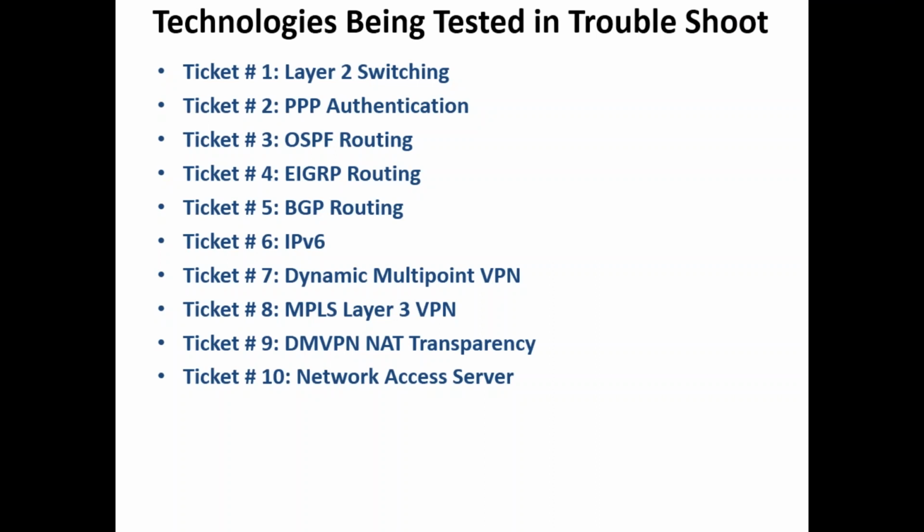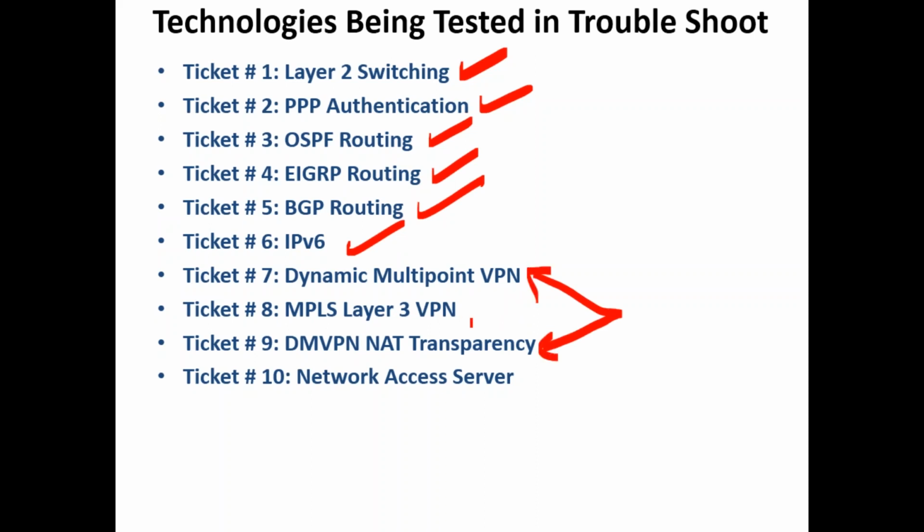well, ticket number 1 is related to layer 2 switching. Ticket 2 is related to PPP authentication. Ticket 3 is related to OSPF routing, EIGRP routing, BGP, IPv6, and then you can see two trouble tickets related to dynamic multipoint VPN, one ticket related to MPLS layer 3 VPN, and one ticket related to NAS server, network access server, right? So this is the distribution of tickets in the first troubleshooting scenario.